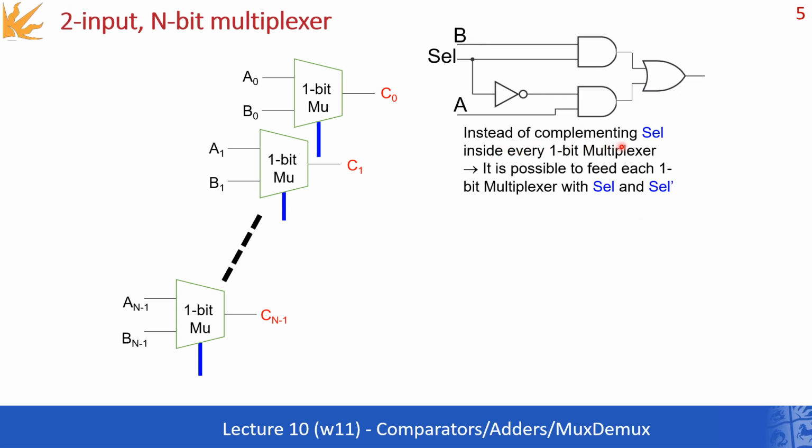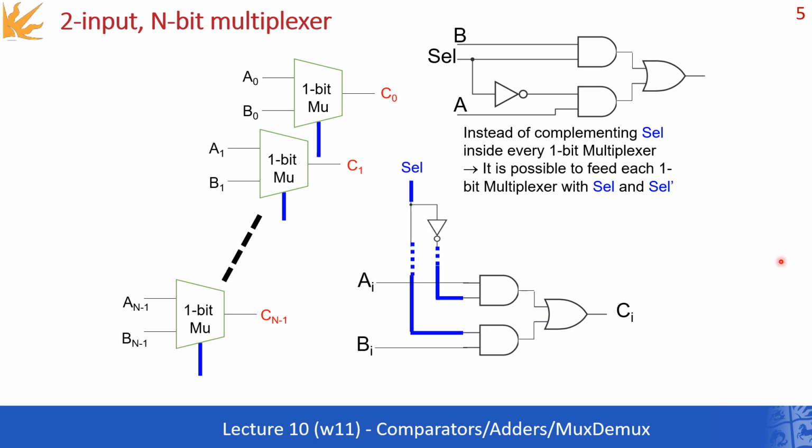Notice that instead of complementing the selection bit inside each and every 1-bit multiplexer, what you see over here, it is possible to feed each 1-bit multiplexer with selection and selection dash. That is again the same circuit with some parts missing. Now notice what happens here. Essentially, we're passing the same selection as it is for the other multiplexers. So essentially, what we're doing is what you see over here.